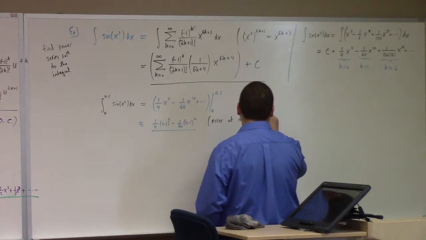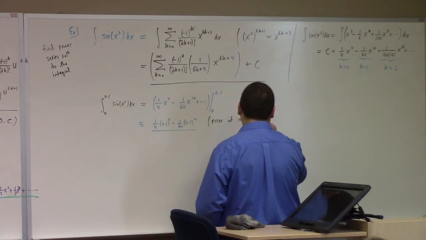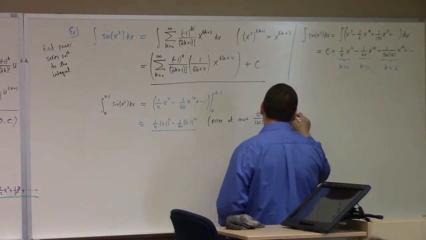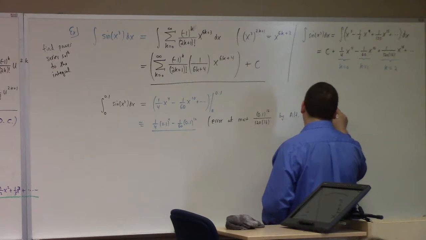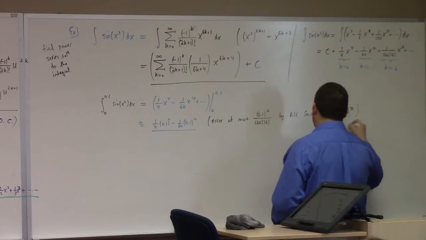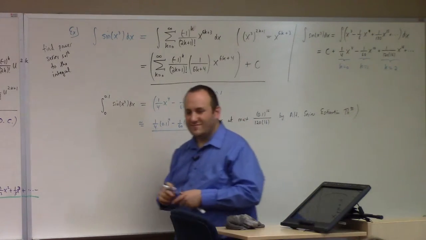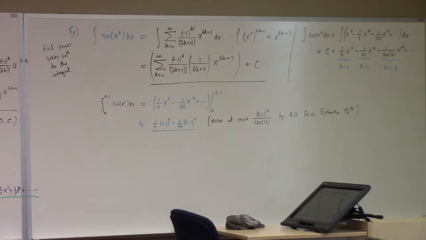You know, 0.1 to the 16th power divided by 120 times 16. And that's by the alternating series estimation theorem, which in some sense is really a special case. I mean, we have Lagrange's formula for the remainder, right? But before that, we had this theorem.